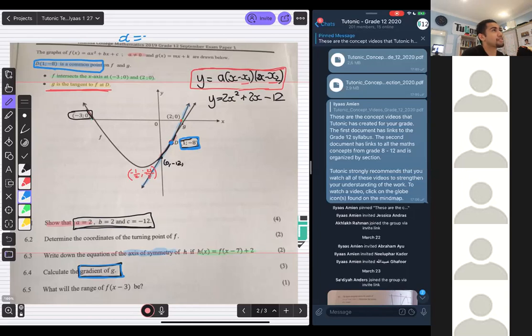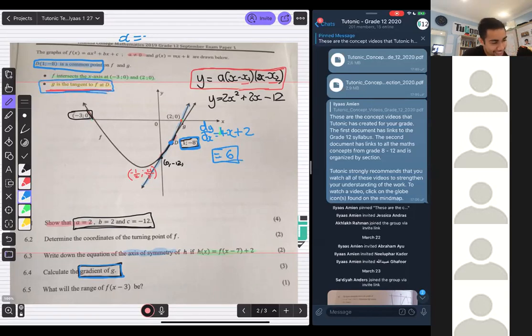Do you guys agree? Yeah. And you could work out the gradient of the graph by just finding the derivative, which is dy/dx = 4x + 2, and then subbing in 1, which is 6. So the gradient of the graph is 6 here, which means the tangent must have a gradient of 6. Do you guys see how important that principle is, that the gradient of the tangent is the same as the gradient of the graph?